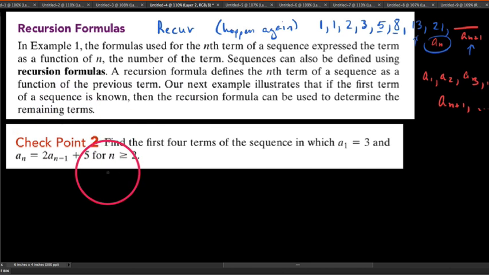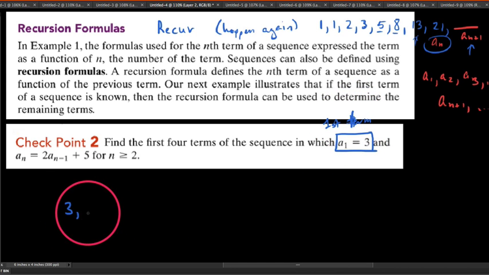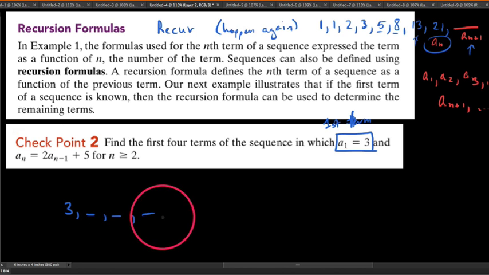Looking at this, it says find the first four terms of the sequence in which a1, so cool, we have our first term right here. This is our first term, where a1 is defined as having a value of 3. We better write this down, 3. We want the other 3 terms out of the 4, but we know the first term is 3. Now notice it says an is equal to 2 times a sub n minus 1 plus 5.